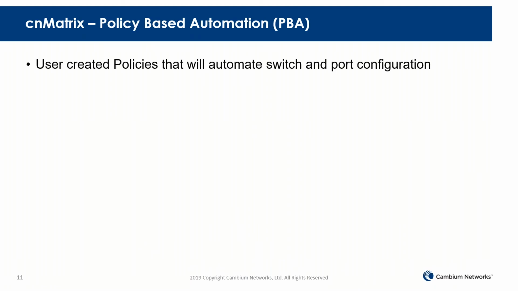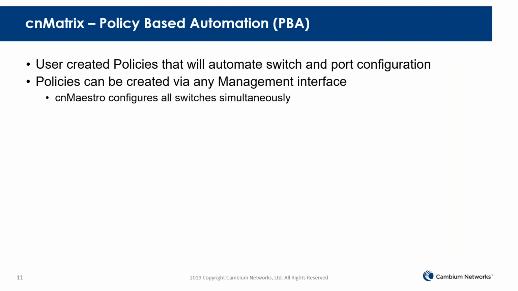So PBA are policies. These are user-created policies that will automate the switch configuration and the port configuration, right? So when you plug a device into port 5, there's things you want to configure on the switch, as well as things that you want to configure specific to that port. Now, these policies can be created via any management interface, and these cnMatrix switches are fully managed switches. We have a CLI, we have a web GUI, every feature is supported with an SNMP MIB, or we have our network management solution, which is cnMaestro. cnMaestro can run either on-premise or in the cloud. But using any one of those 4 management interfaces, you can create these policies.